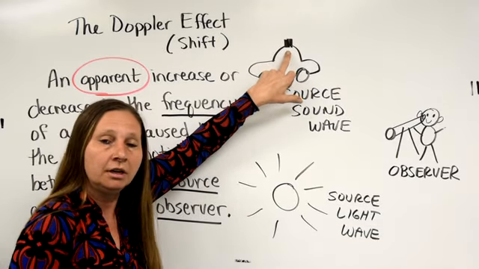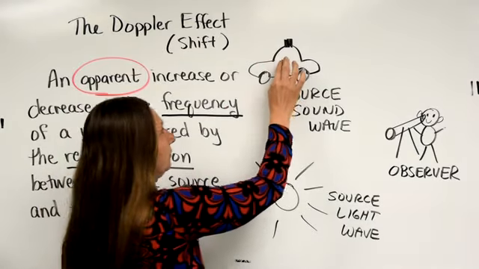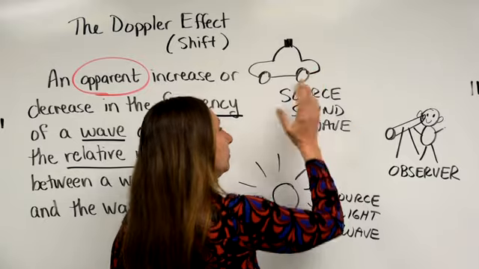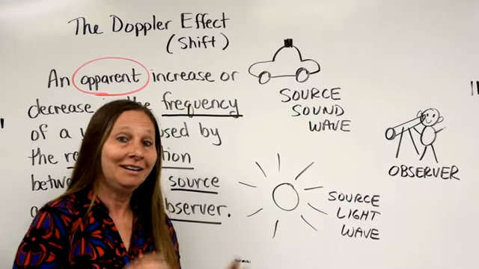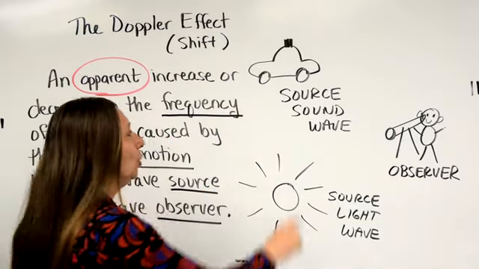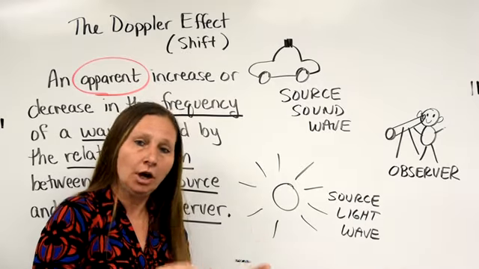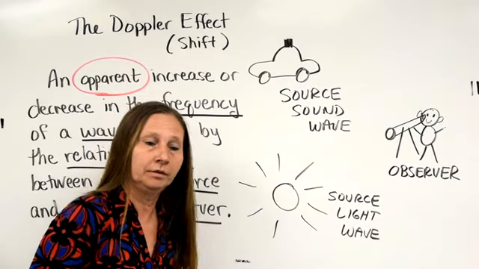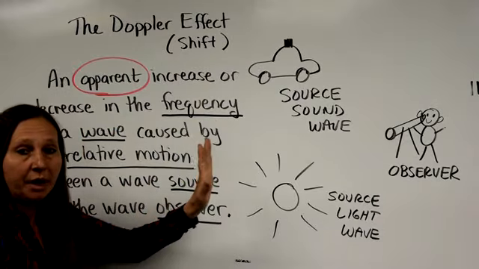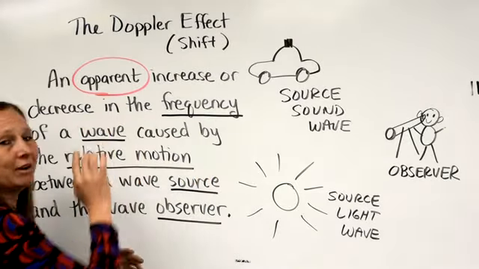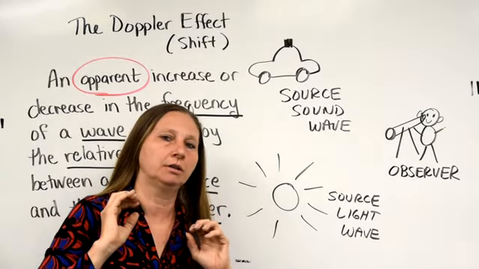electronics of the siren. The siren is still emitting the same sound, but when it's coming toward you, it's going to sound higher. When it's driving away from you, it's going to sound lower. All right? So the increase or decrease in the frequency, the pitch of a sound wave, is apparent. It's not real, but it sounds different.